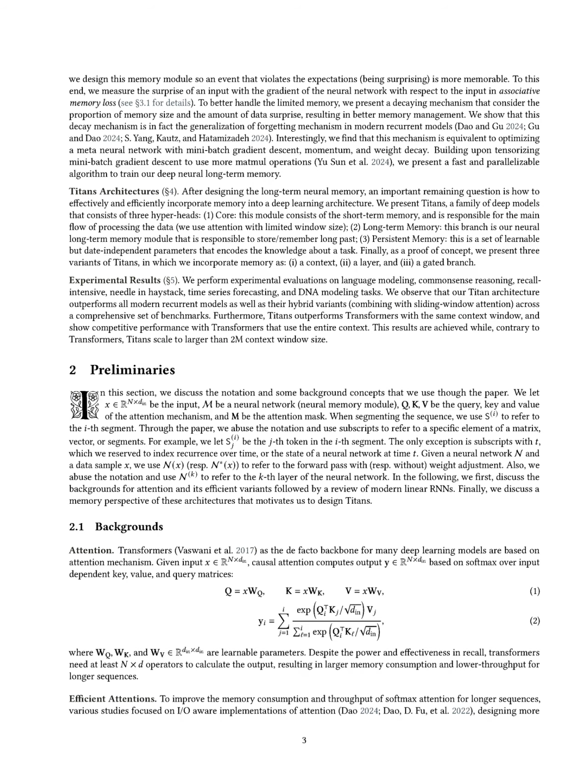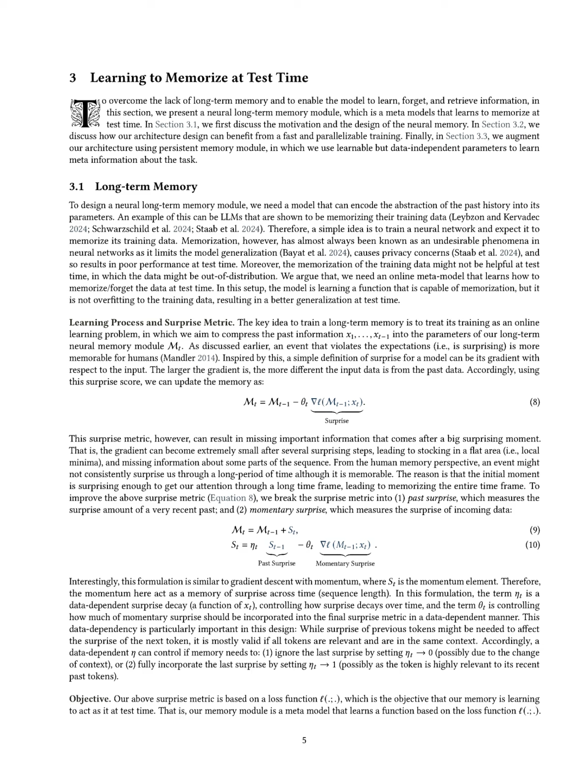The proposed method introduces a long-term neural memory module that learns to memorize and store data during the test phase. Initially, the model treats the training as an online learning problem, where it compresses past information into the parameters of the long-term memory module. The key innovation is the use of a surprise metric, defined as the gradient of the neural network with respect to the input, which helps the model identify and prioritize surprising inputs for memorization.